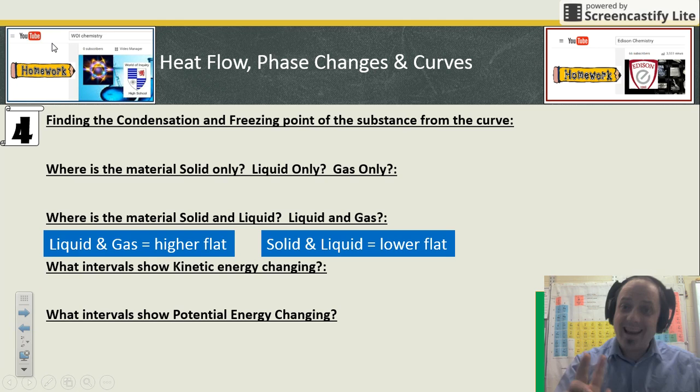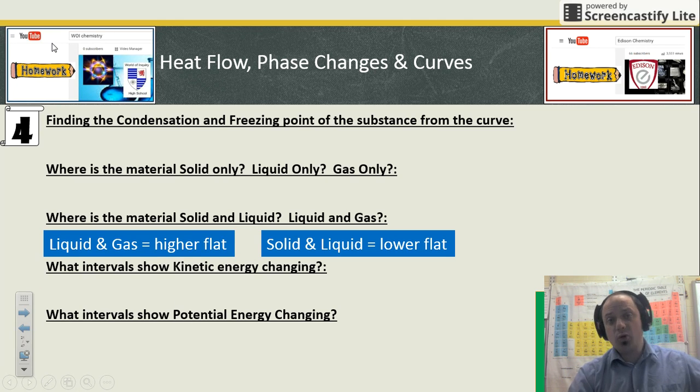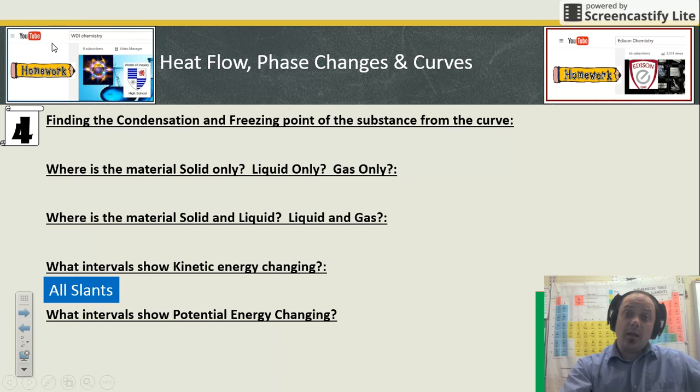Well, we've got mixed phases at two different points. The higher flat is where we've got both liquid and gas, and the lower flat is where we've got a solid and a liquid present. The intervals that show kinetic energy changing are the slants, always.